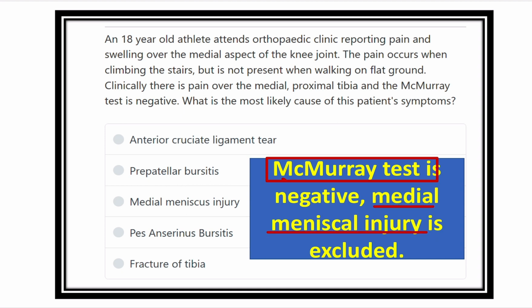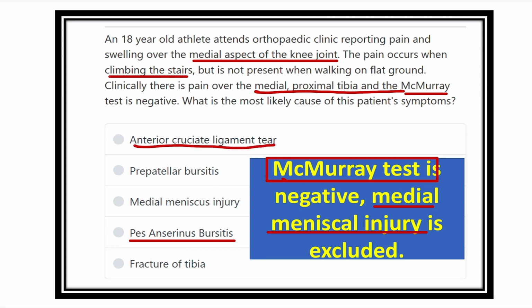Here this scenario again: there is pain and swelling in the medial aspect of the knee joint, that means the pes anserinus point, and pain occurs during climbing but not on flat ground, at the medial proximal tibia, and also the McMurray test is negative. So our answer is pes anserine bursitis or pes anserine tendinitis.